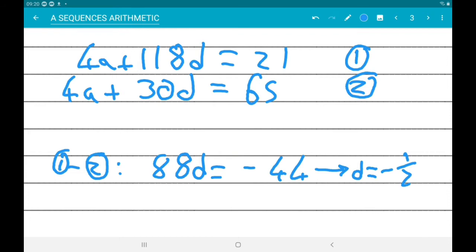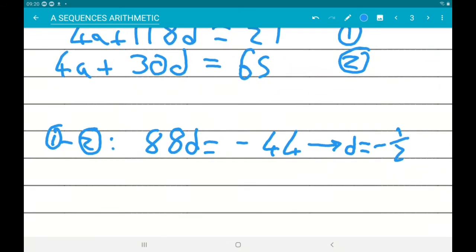Alright, now we're going to sub that into one of the equations. So I'm going to put it into number 2. So from that, we're going to get 4a minus 15 is 65. So 4a is 80, so a is 20.